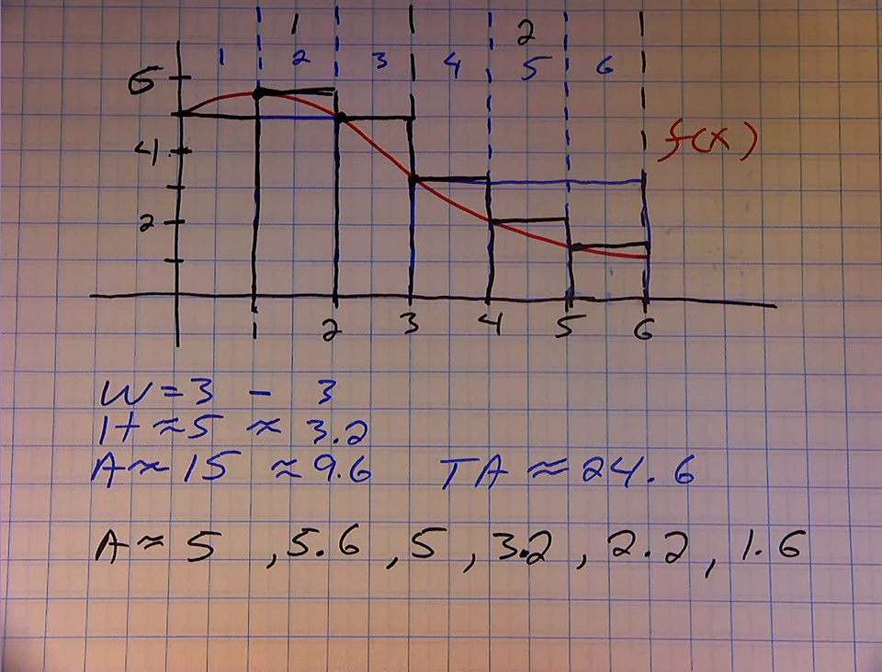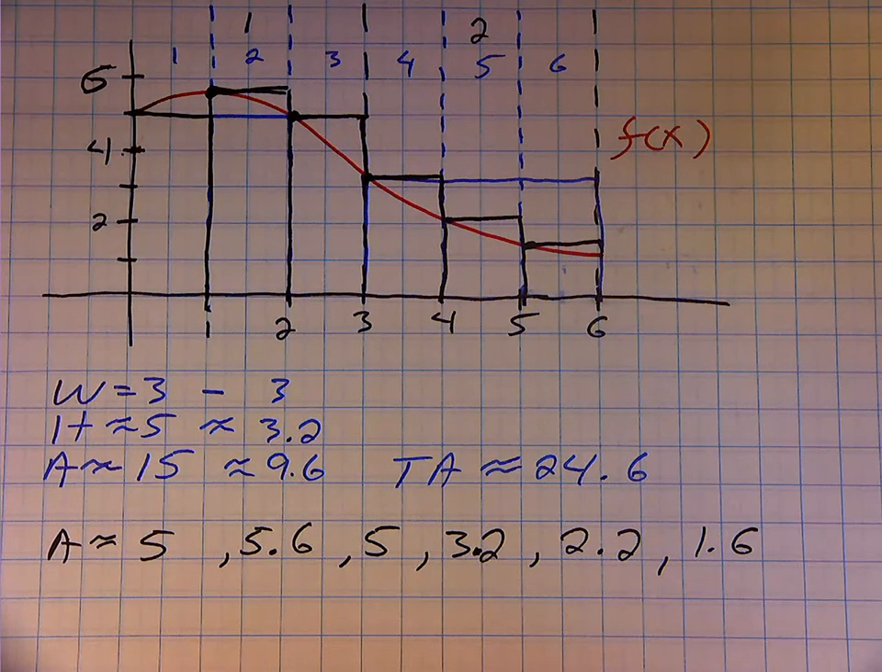1.6, I will say. If I add the area of each one of those individual rectangles, it'll give me a good approximation of the actual area under the curve. That has given me a total net area. I'm going to move this over a little bit. Total area of about 22.6.